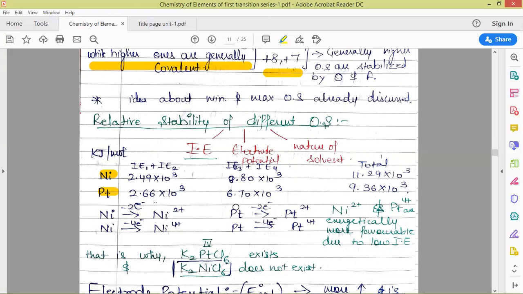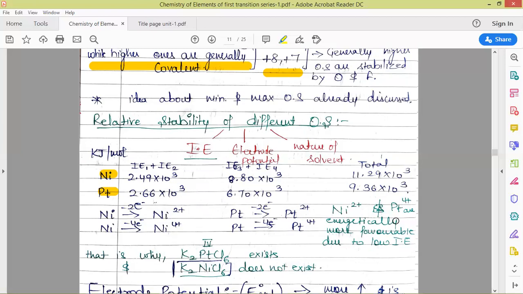If we compare the sum of the first and second ionization energies, the ionization energy for platinum is higher. That is, the formation of platinum 2 is difficult in comparison to the formation of nickel 2. But if we look at the overall formation of the +4 oxidation state for nickel and platinum, the sum total of all the ionization energies is less for platinum and more for nickel. So nickel needs more energy to ionize its 4 electrons.